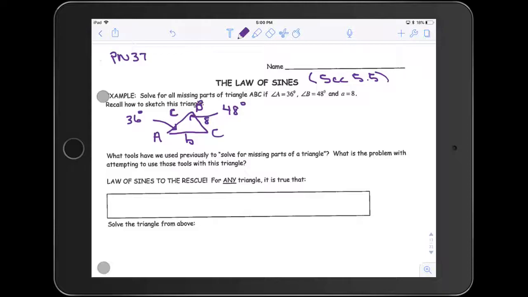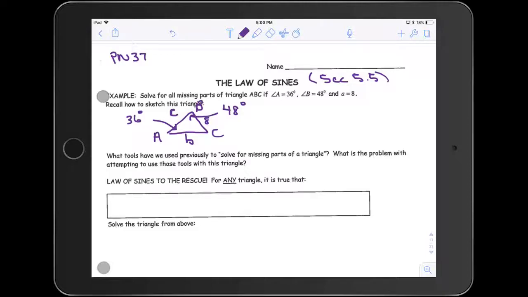Okay, so it says, what tools have we used previously to solve for missing parts of a triangle? And then what is the problem with attempting to use those tools with this triangle? Well, we have done all sorts of stuff with right triangles. But of course, when you don't have a right triangle and you want to find angles or sides, that kind of poses a problem. So that's when we use the law of sines and cosines, as we actually talked about already last unit. Let me just kind of remind you what the law of sines looks like.